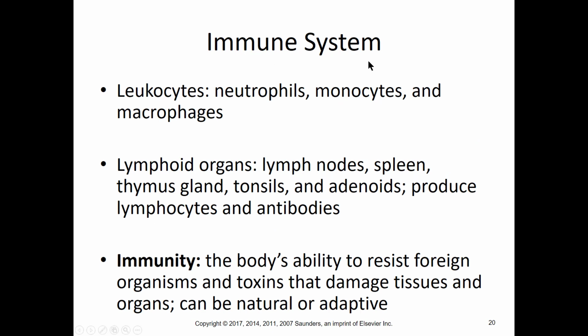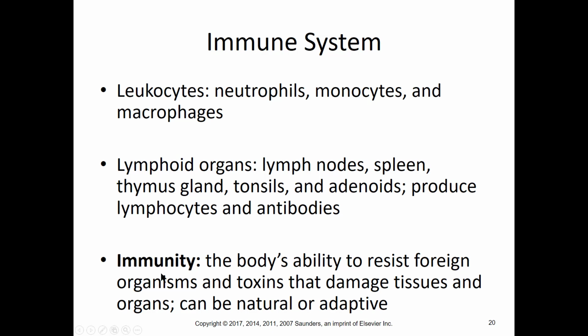The immune system is made of what? It is made of leukocytes, which are white blood cells, considered neutrophils, monocytes, and macrophages. So you just have to know those. That's a key point. Leukocytes are made up of neutrophils, monocytes, and macrophages. Okay, lymphoid organs are the lymph nodes, spleen, thymus gland, tonsils, and adenoids. They produce lymphocytes and antibodies. Those are important.